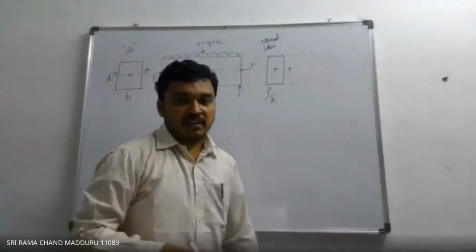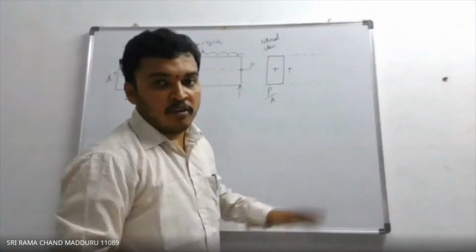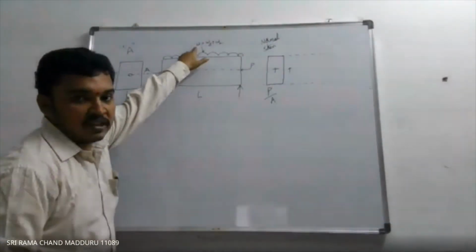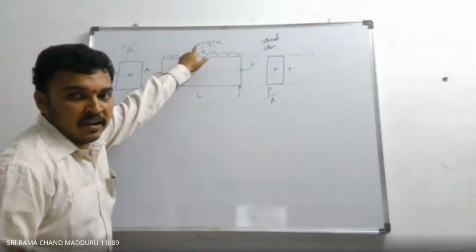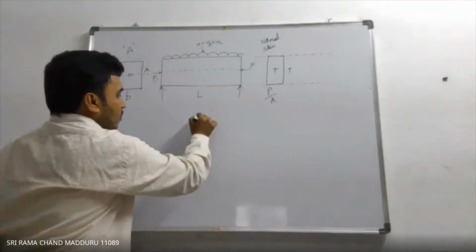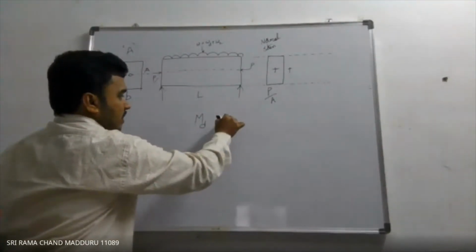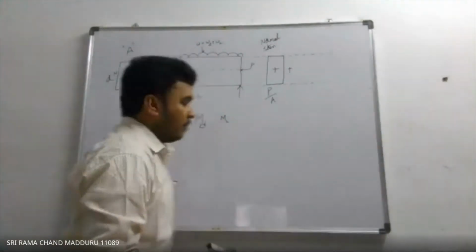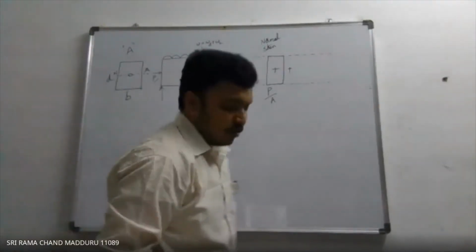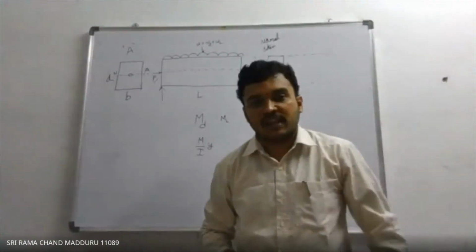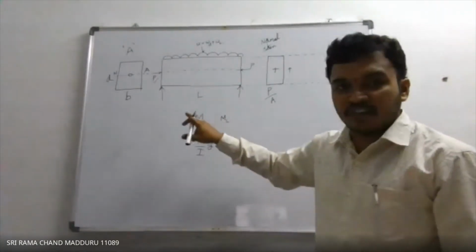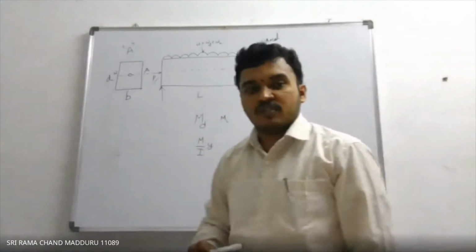Now along with this normal stress, what are we having? We have the bending stress due to loading. So due to the bending, there are bending moments due to dead load and bending moment due to live load. The bending stress is nothing but M by I into Y. If this is the dead load bending moment, the bending stress due to dead load is MD into Y by I. ML into Y by I is the bending stress due to live loads.